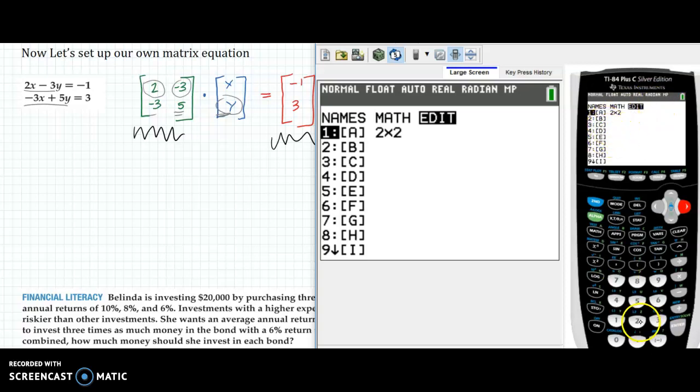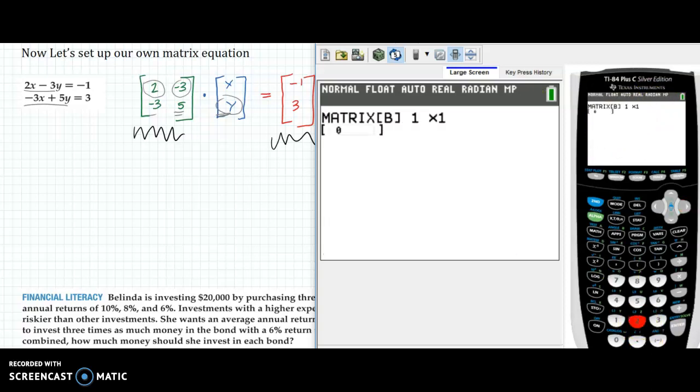So now we have matrix B. We can just stick it in matrix B. Be careful. Is it a 1 by 2 or a 2 by 1? It's a 2 by 1. If you put it in wrong, you know right away that you're wrong because you don't have the right dimensions. You can always use the arrow keys to go back up to the top and fix it. 2 by 1.